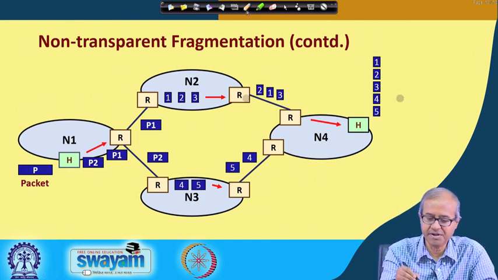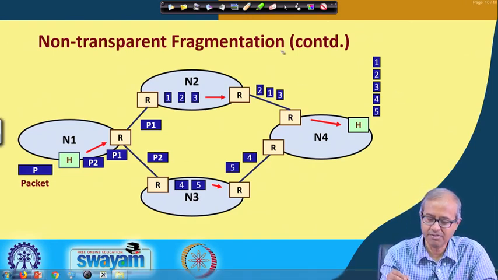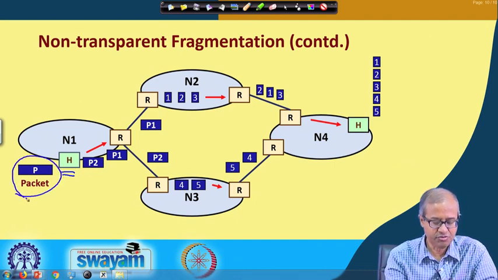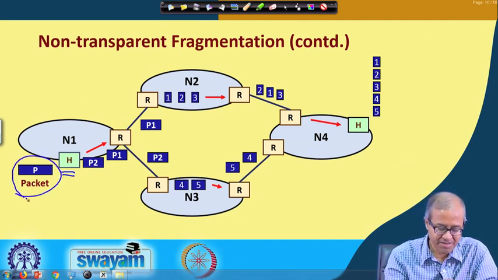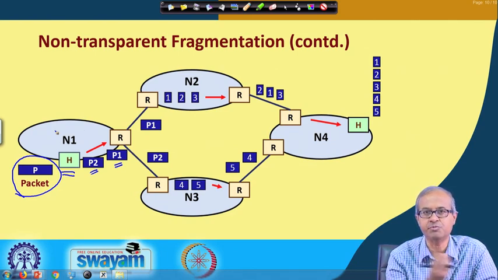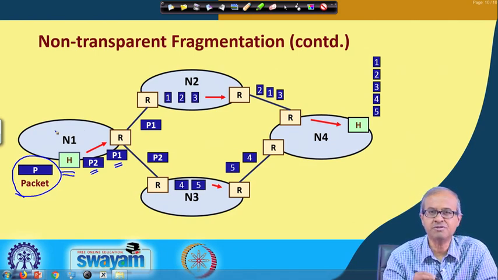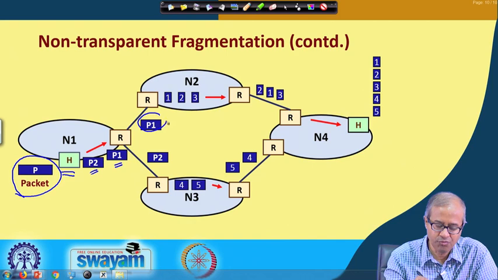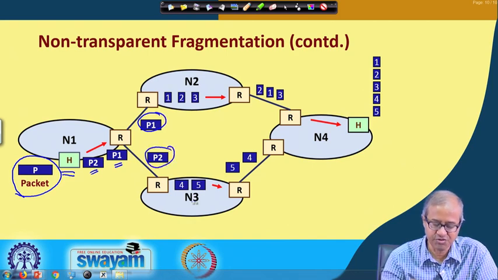Now, let me also illustrate non-transparent fragmentation with an example. Suppose this particular host in network N1 is generating a packet which has to be transmitted. Let us say this packet is large enough, so it is broken up into two fragments P1 and P2. It depends on the MTU of N1. N1 is small, so it has to be broken into two fragments. Now, suppose a datagram can flow through any path. Let us say P1 goes through N2 and P2 goes through this network N3.